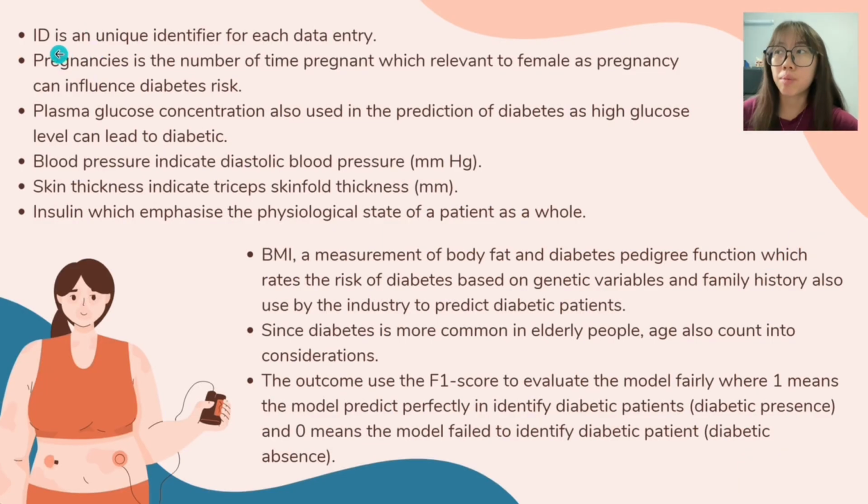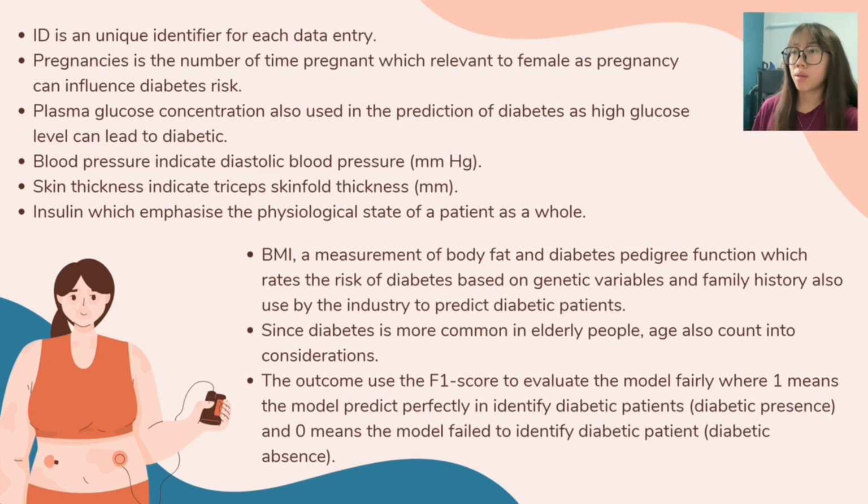The first variable, ID, is a unique identifier for each data entry. The second, pregnancy, is the number of times pregnant, which is relevant to females, as pregnancy can influence diabetes risk. Next is the plasma glucose concentration, also used in the prediction of diabetes, as a high glucose level can lead to diabetes. Next is the blood pressure, which indicates diastolic blood pressure. The skin thickness indicates triceps skin fold thickness, and the insulin, which emphasizes the physiological state of the patient as a whole. Next is the BMI.